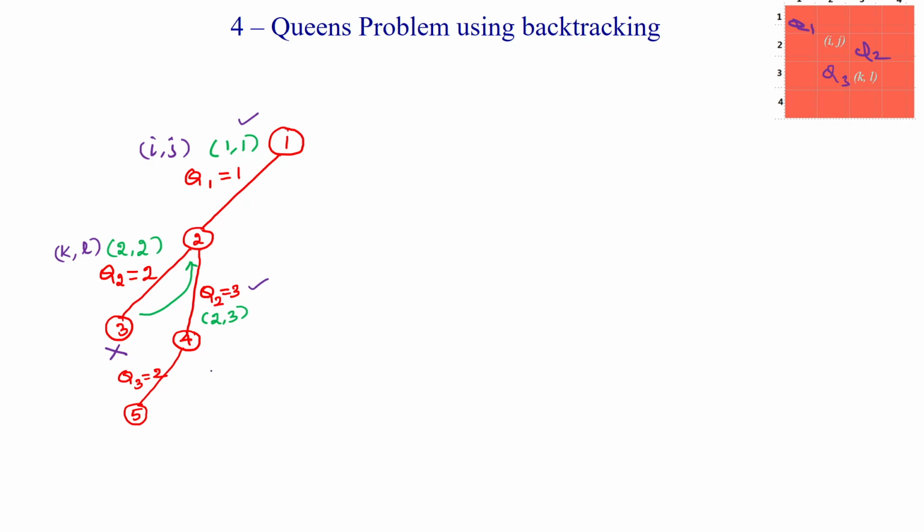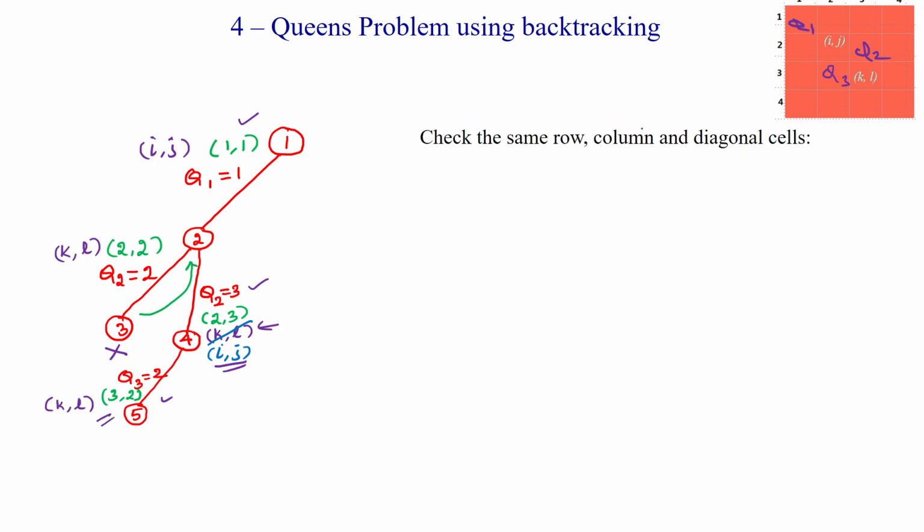Is it possible or not? We have to apply that criteria based upon the index values. Now this becomes the first queen, and this becomes the second queen for these neighbor queens. I am selecting this as i comma j, and this one as k comma l. I check whether both are in the same row. The i value is 2 and k is 3, not in the same row. Then j value is 3, l value is 2, so both are not in the same column.